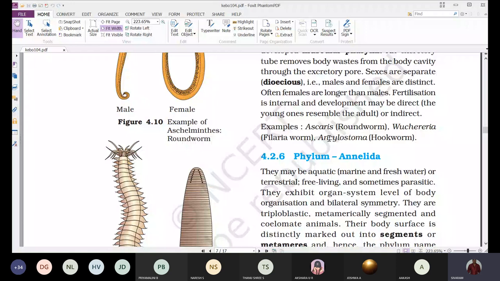And these eggs are carried by mechanical carriers like flies and mosquitoes onto food material. When this contaminated food is eaten by a human, it enters the digestive system. In the digestive system, the eggs are broken down and the young ones, which resemble the adults, are released, enter the intestine and develop into adults. So here we don't find any intermediate stage. So the development is said to be direct.